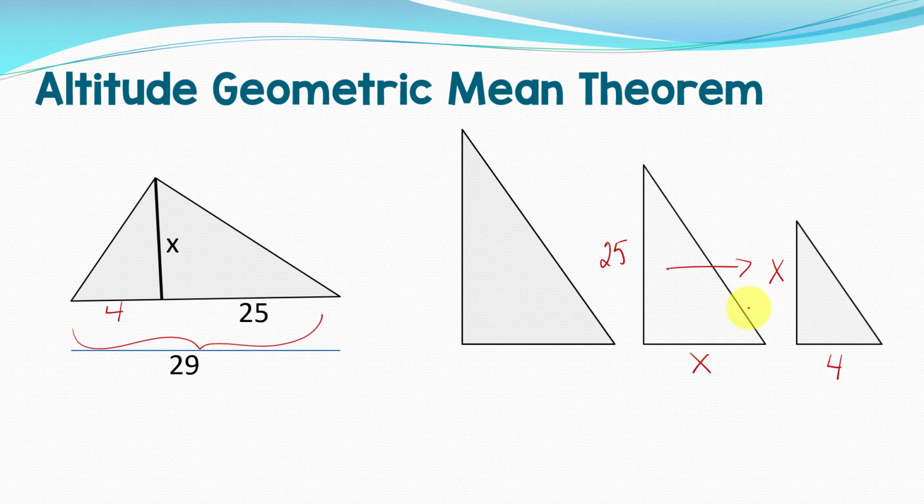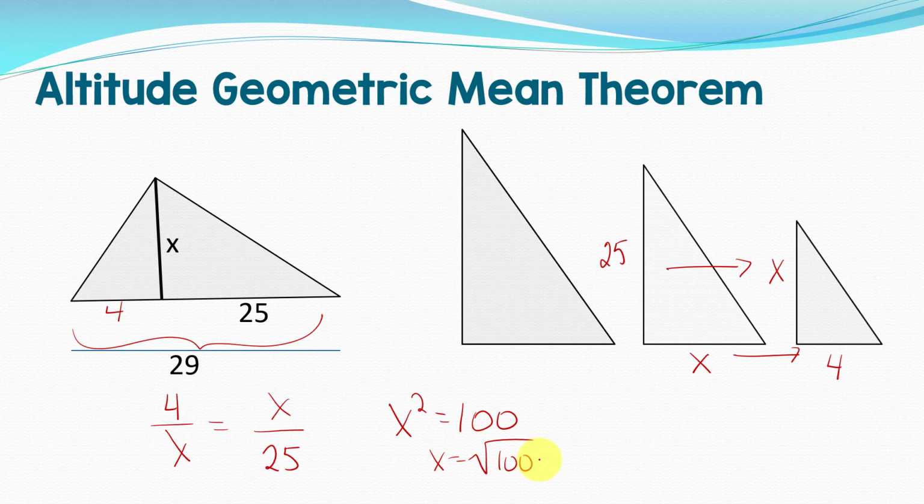Okay? Use similar triangles to set up a proportion, or I'm going to look here and I know the geometric mean goes twice. It is the geometric mean between 4 and 25. So x squared equals 100. X equals the square root of 100, which is 10. All right, that's when you have the altitude as your geometric mean.